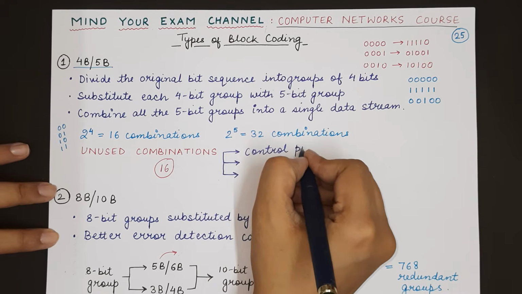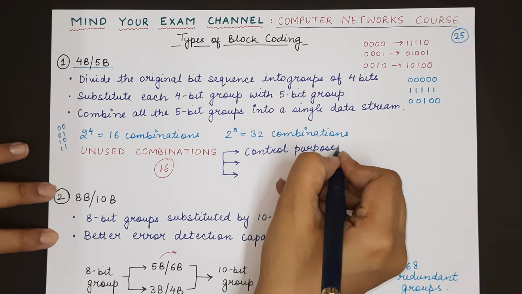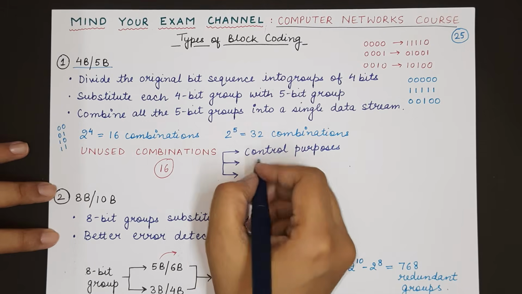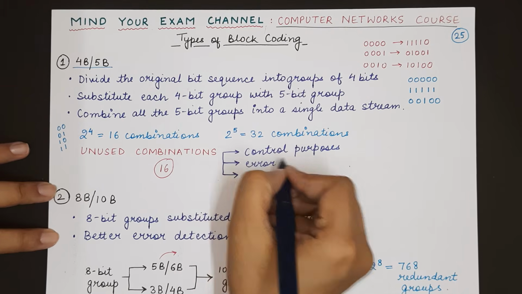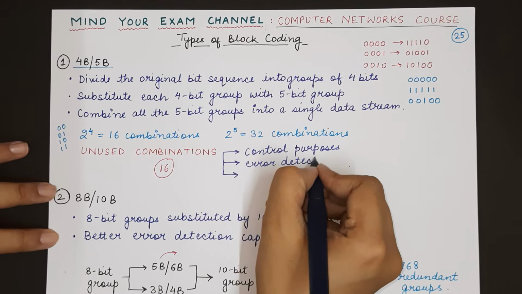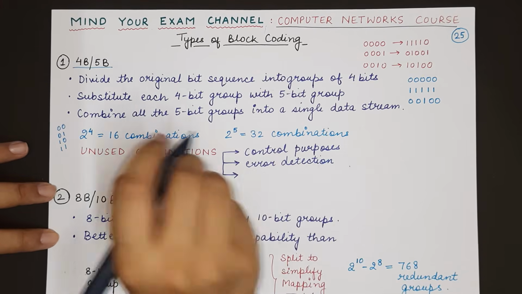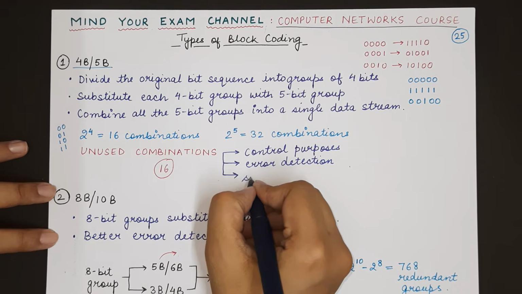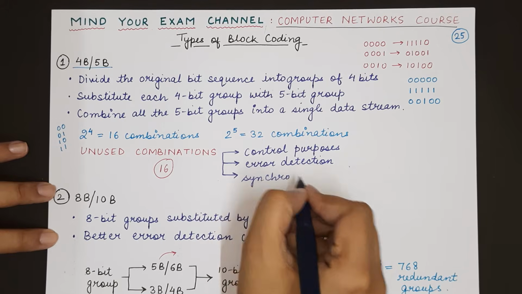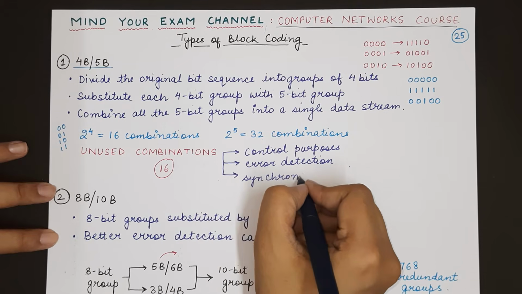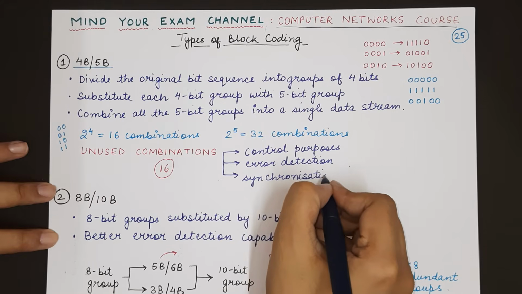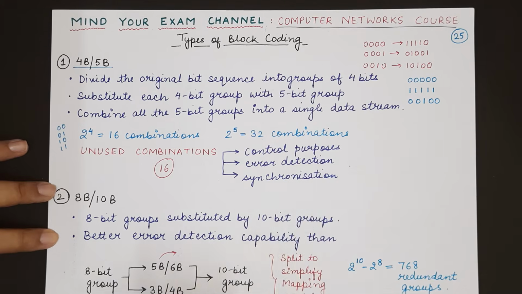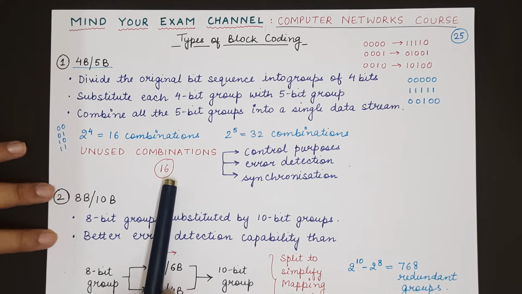Control purposes means to denote whether to start the communication, to stop the communication, or whether the channel is idle or not. They will also be used for error detection, that means whether an error has occurred during transmission in the data or not. And they will also be used for synchronization of the sending and receiving process. So the control, error detection and synchronization purposes are basically served through the unused bit combinations.